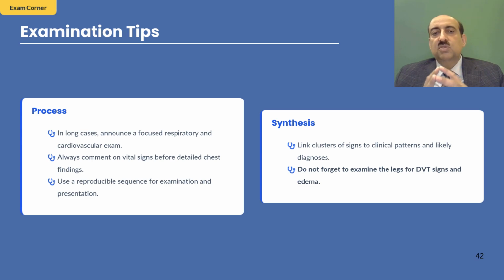In terms of synthesis, link the signs to clinical patterns and likely diagnosis, as I said. So do not look at the sign in isolation. If you have signs of tracheal shift, look at the lungs, the chest wall expansion, compare the percussion note, the breath sound intensity, vocal fremitus, etc. And do not forget to examine the legs for signs of DVT, and also the leg edema and the sacral edema as well. So these are some of the important and interesting clinical tips that you should never forget.